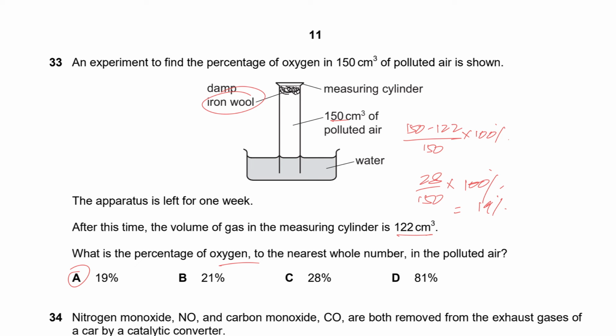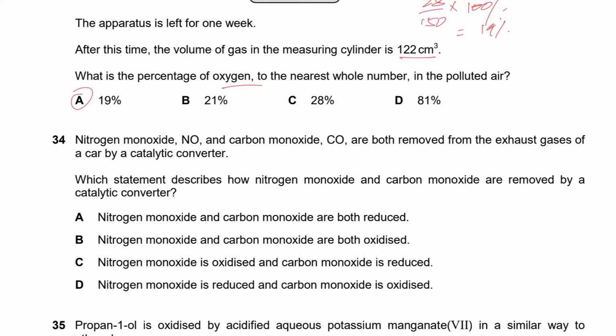Calculator. 28 divided by 150 times 100 is 18.67, which is in fact 19%. Nitrogen monoxide and carbon monoxide are both removed through the catalytic converter. Obviously you use rhodium or platinum as your catalyst. Nitrogen monoxide is converted to nitrogen and carbon monoxide is converted to carbon dioxide.